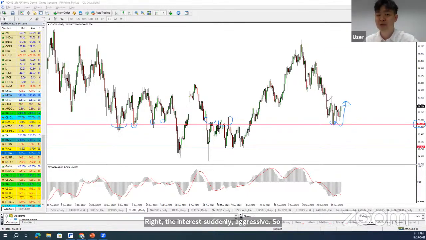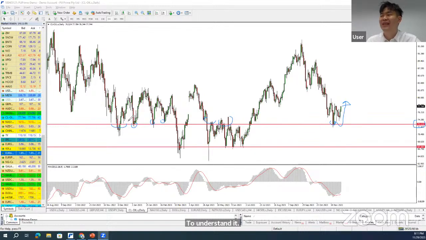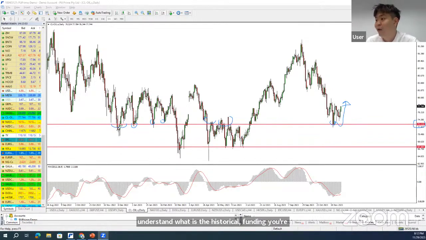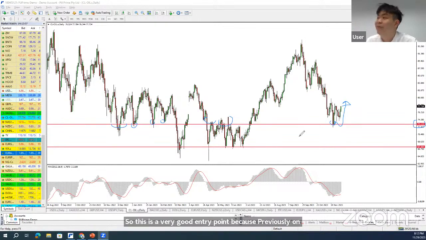A lot of investors are using the support line to understand what historical fund managers are thinking, and what the cheapest price is that investors are thinking about. This is a very good entry point because previously, in December 2022, when the crude oil price hit 73.10, it rebounded. Now they are retesting the support level. A lot of traders expect this to be the time for it to rebound because according to the charts, it's very cheap, and it starts to rebound. So this is live proof of the support level.